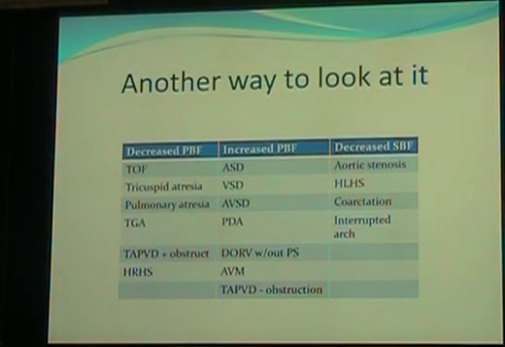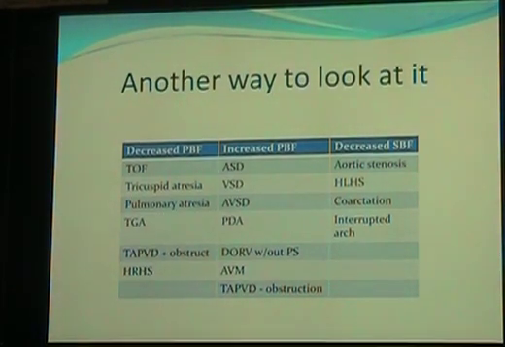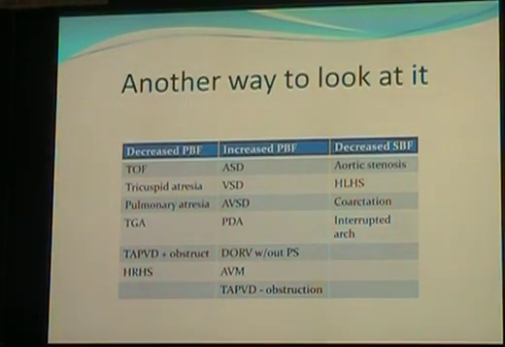And then the last category is decreased systemic blood flow. In these conditions, you have an obstruction somewhere in the left side of the heart. It may be in the heart, such as hypoplastic left heart syndrome. It could be at the valvular level, such as aortic stenosis. It could be at the arch, such as coarctation of the aorta or an interrupted aortic arch. But this tends to present anywhere from birth to a few days of age. So it's important to recognize that by categorizing them in such a manner, you often are able to help determine which type of lesion they fall into.